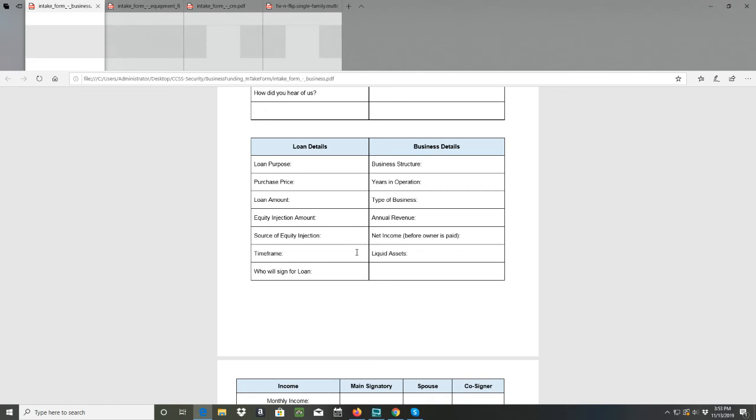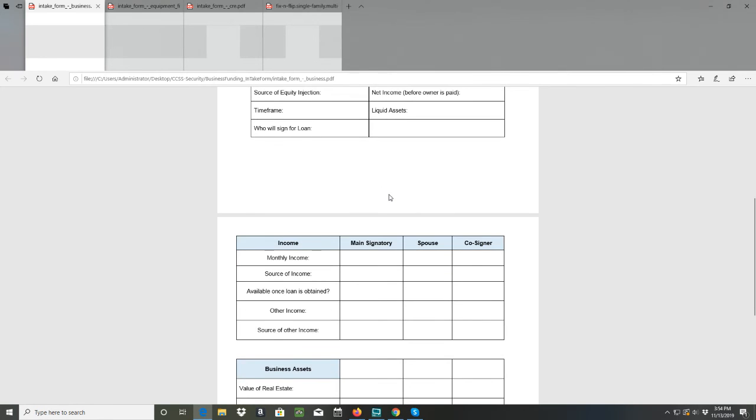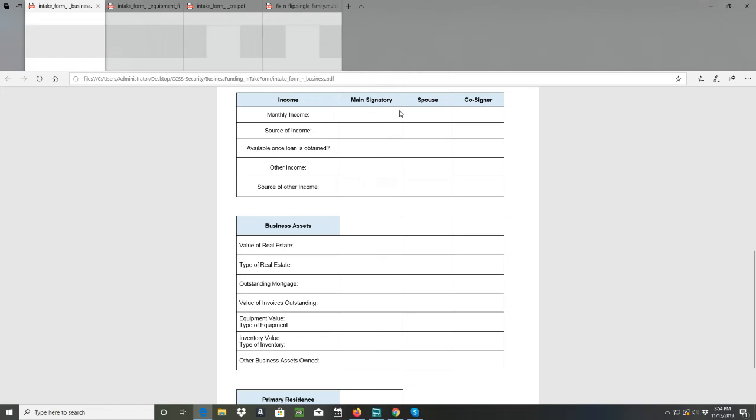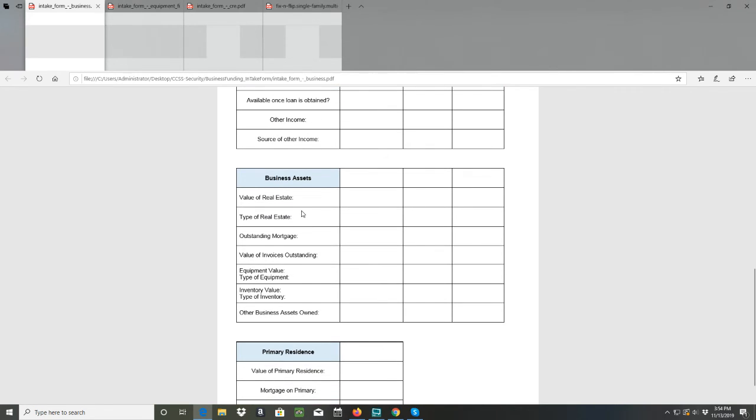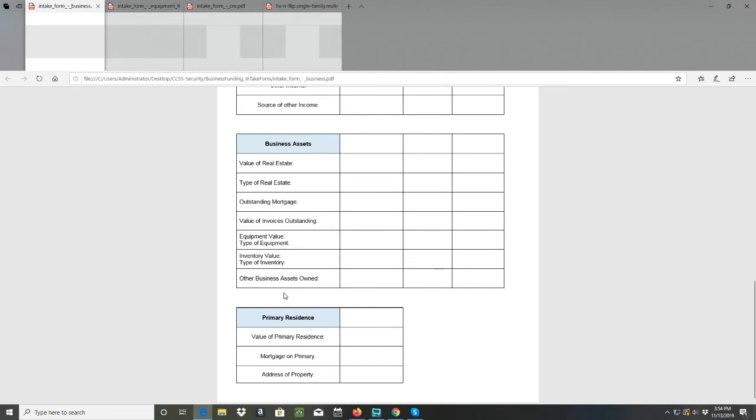The faster you get this completed, the faster I can get this over to another SilverLink team member, and they'll get you situated ASAP. So, your time frame for when you're looking to get the funds, liquid assets, any or not. Who will sign for the loan? Fill that in. Monthly income: main signatory, spouse, co-signer, source of income, and so on. Available once the loan is obtained. Other income, source of other income, business assets if any, primary residence. And that's for a business intake form.